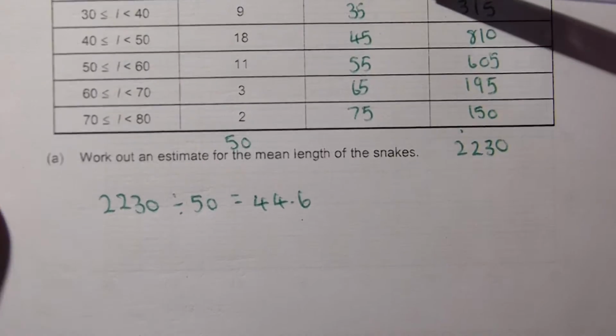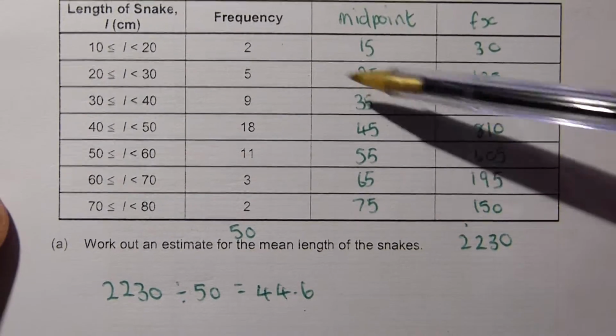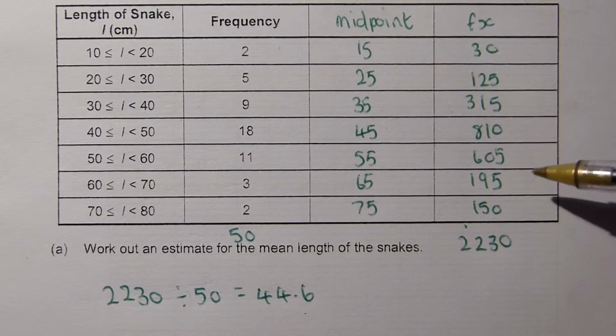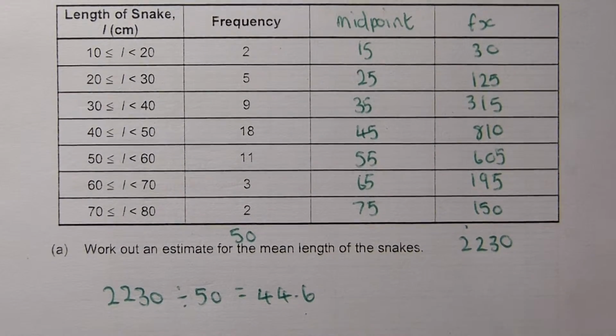We get a mark for adding the correct midpoints all the way down. We get a mark for multiplying the frequencies by this. Get a mark for the division, and we get a mark for the final answer.